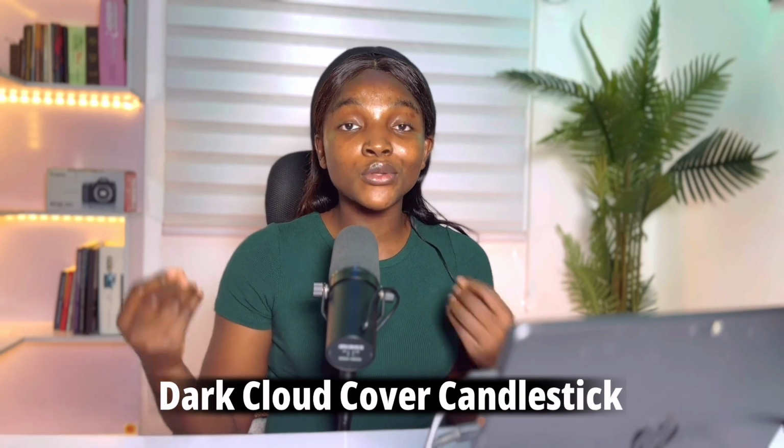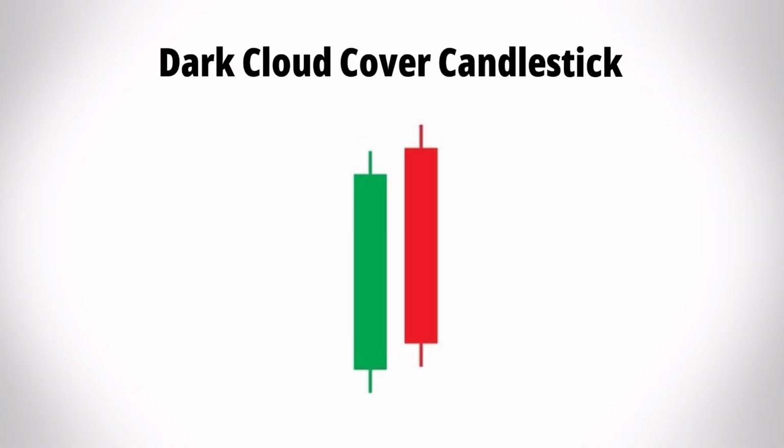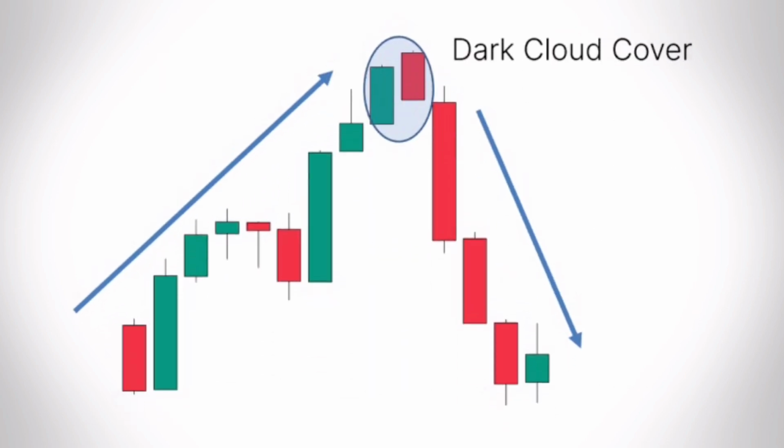The next candlestick on our list is the dark cloud cover candlestick. The dark cloud cover is a 2 candlestick bearish reversal pattern that appears at the top of an uptrend, signaling a potential trend reversal from bullish to bearish.